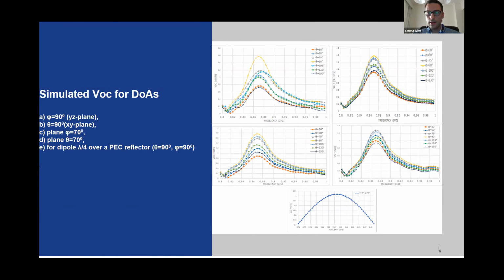1 volt. For comparison reasons, the same dipole over a perfect electric conductor is exhibited here, as you can see. Given that we don't have any focusing phenomenon for the perfect electric conductor case, there wasn't any amplification. And again, for an incident wave of 1 volt per meter, we receive 1 volt.